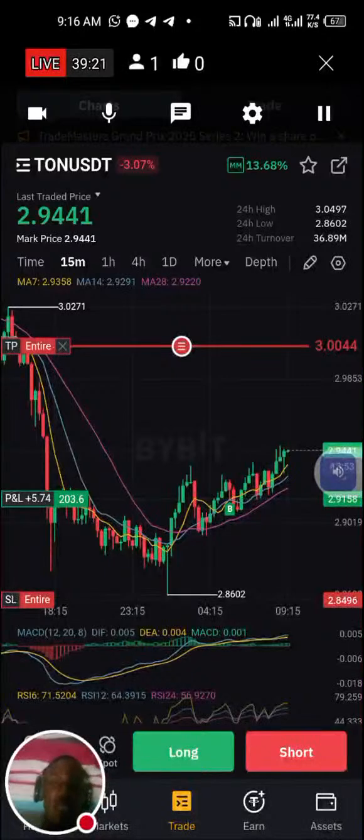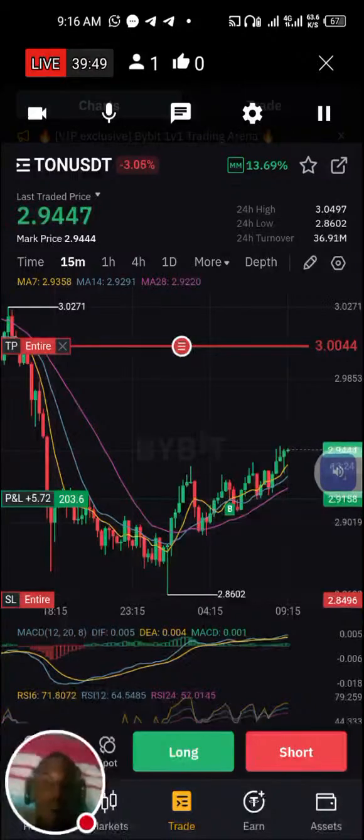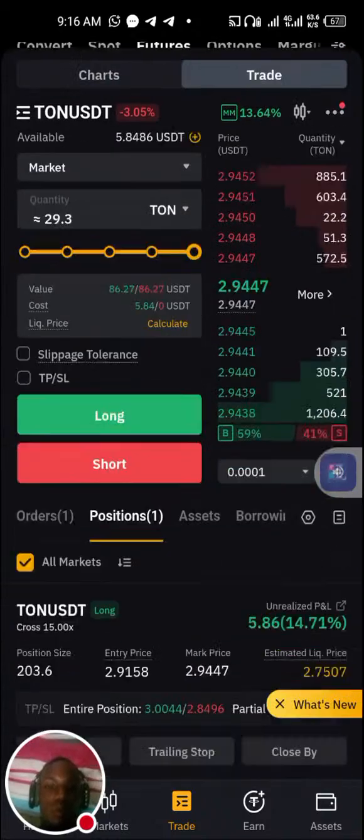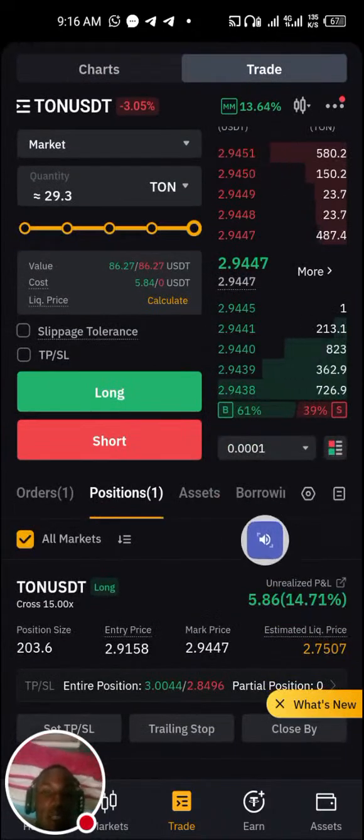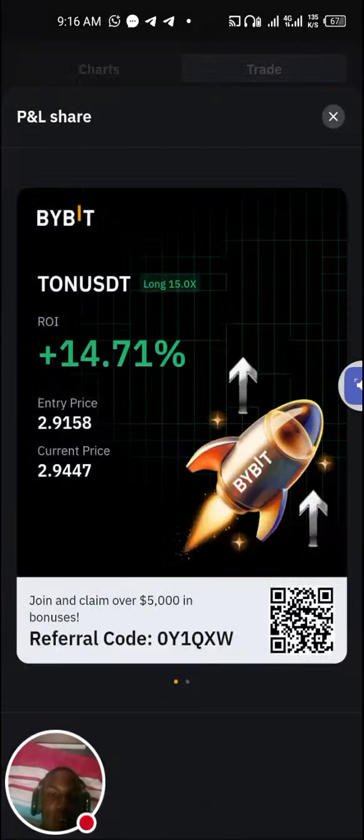So let's see how this trade is going to play out. One thing in trading is patience, right? It's not for you to just see a red candlestick and start doubting that this trade is not going to hit TP, right? You can see right here, according to our market right now, the trade is moving accordingly, and by the grace of God, we are going to hit take profit because right now we are on 14% profit, right? You can see it right here.